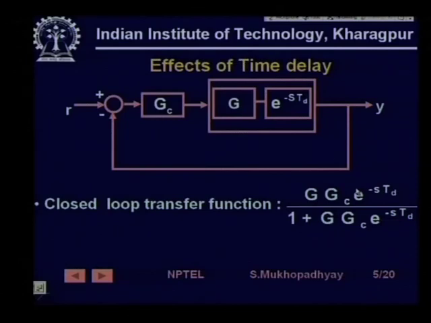So if we set s equal to 0, irrespective of the time delay, this transfer function will become GGC by 1 plus GGC. So the steady state transfer function is not affected by delay. The message is that in steady state delay has no effect, but as we have just seen, it does have an effect in the transient state, that is when set points are changed or when disturbances occur. It is going to have an adverse effect, and it is during these times that the process may start to oscillate.